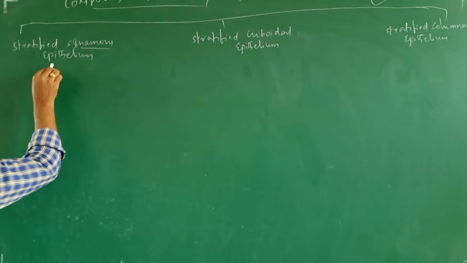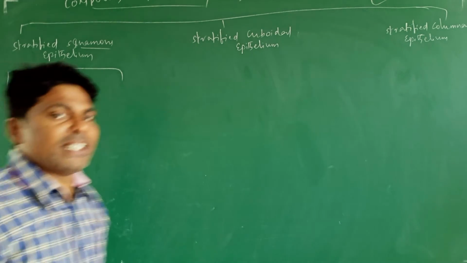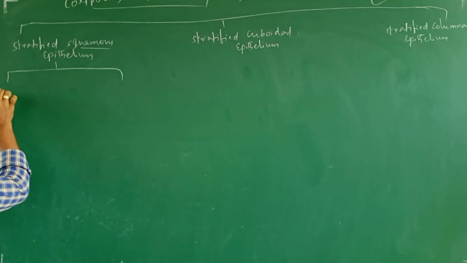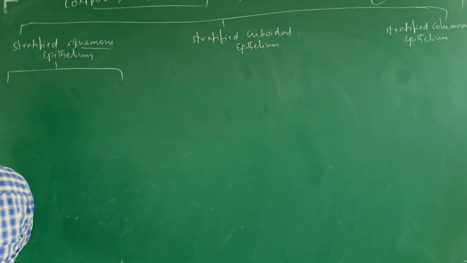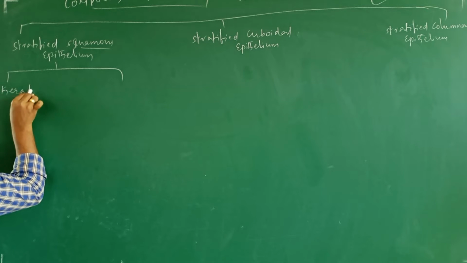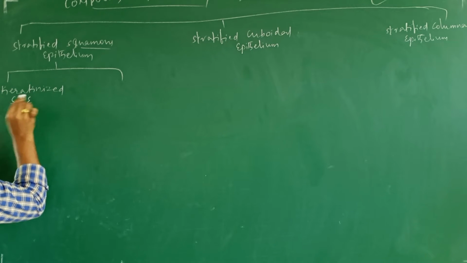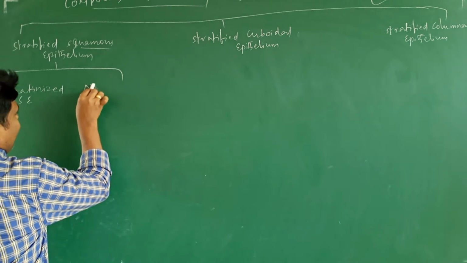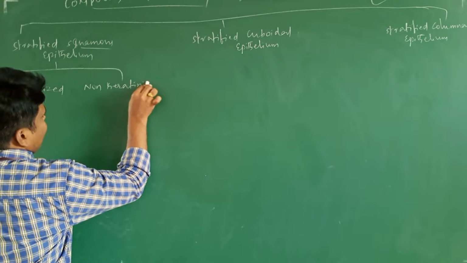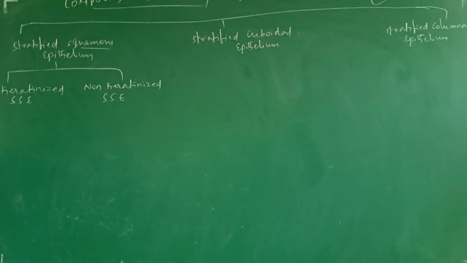So in this stratified squamous epithelium, based on the presence or absence of keratin, the protein, it is again differentiated into keratinized, keratinized stratified squamous epithelium, and non-keratinized stratified squamous epithelium. Clear?